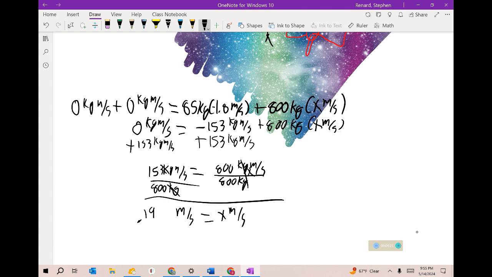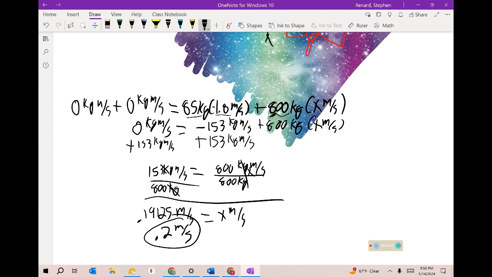0.19125. Now, because I am a stickler for sig figs, we look to see how many we have. We have two here, and 800 kilograms has one sig fig. It's only the eight. So one is all we get. So this is going to be 0.2 meters per second. And that should make sense.